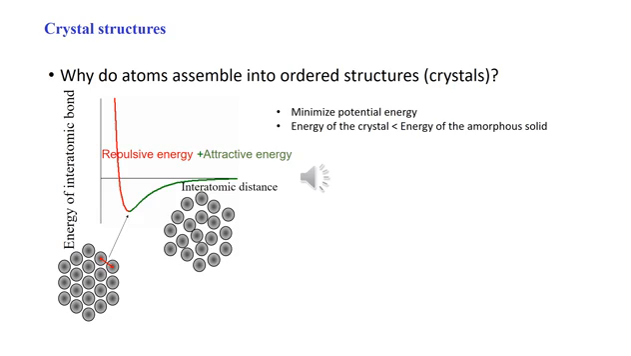So the lowest state of potential energy is this lowest point in the curve. At this point, we have ordered structures. Therefore, the energy of our crystal structures is less than the energy of our unorganized structures or amorphous solids.